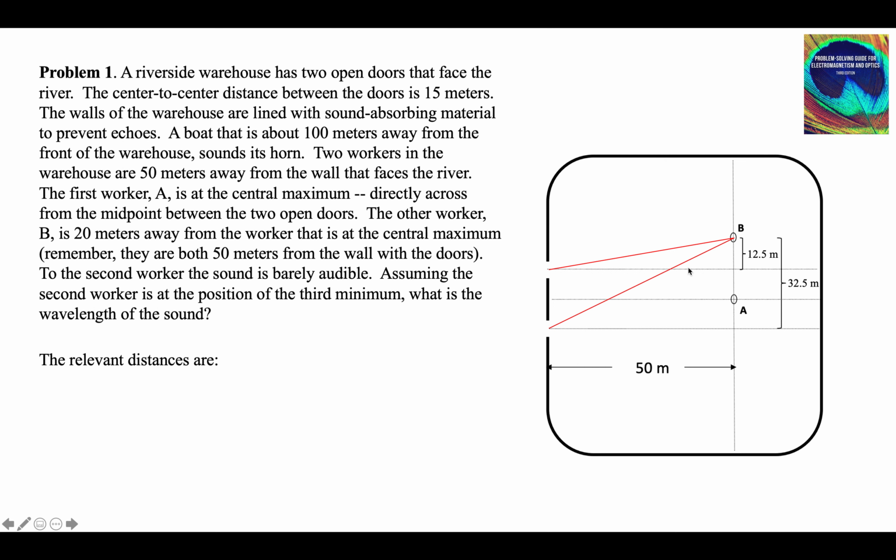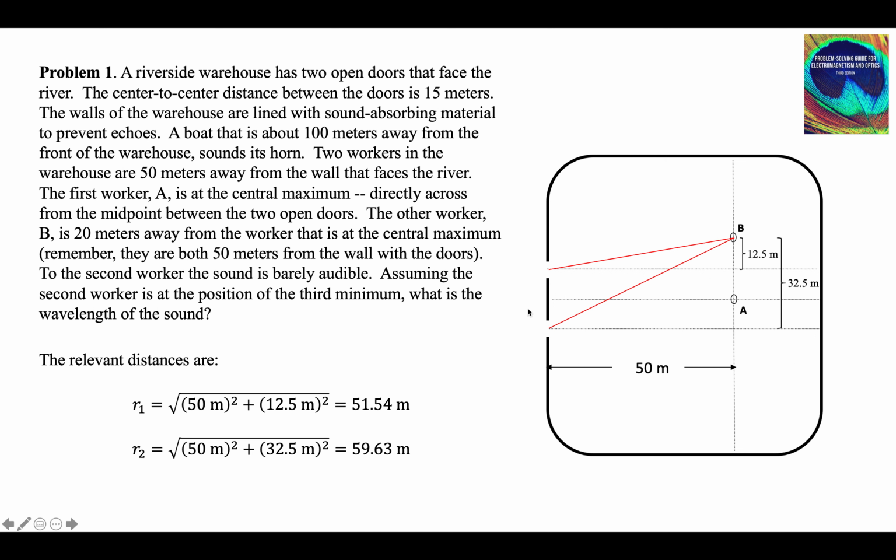We can use the Pythagorean theorem to get R1. The distance to the faraway door is 32.5 meters this way, and of course 50 meters across. So R1, this path, is 51.54 meters. The long path is 59.63 meters. And we can subtract them to get the path difference. So the path difference is 8.1 meters.